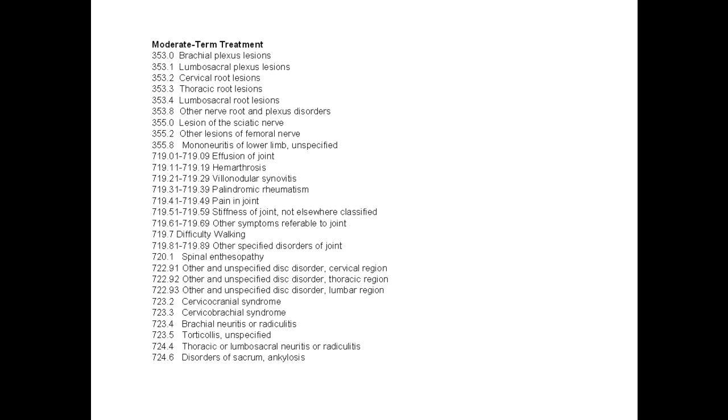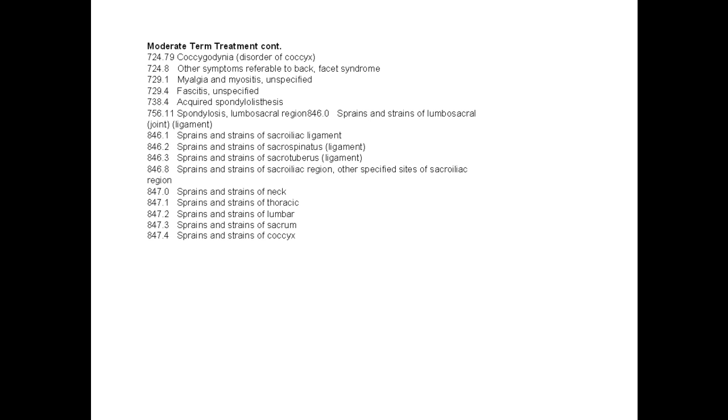As you scan through the list of moderate diagnosis codes, you'll notice inflammation and sprain-strain type codes. A moderate treatment plan should return the patient to the optimal level of functioning or to the level of functioning that existed prior to the traumatic incident, the mechanism of trauma.